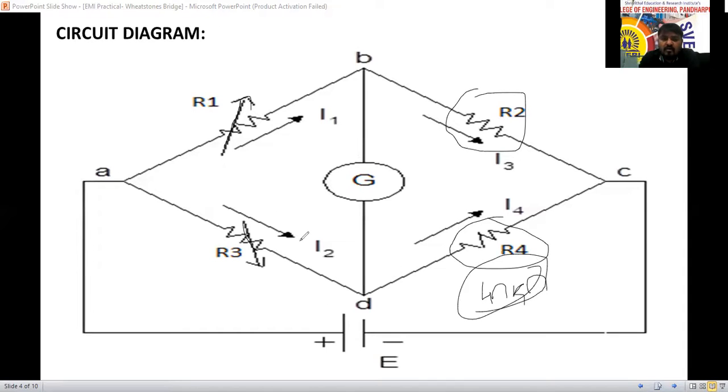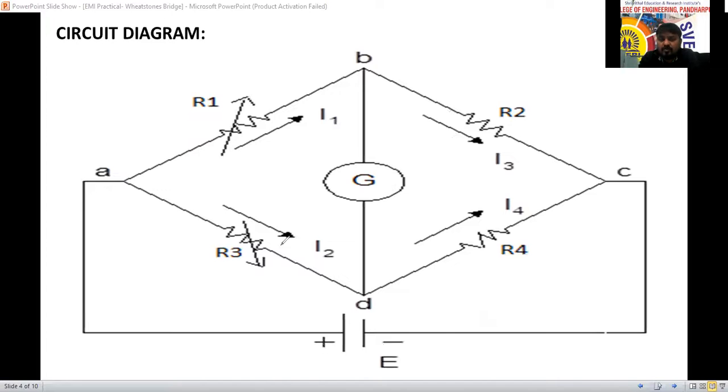Okay, so the battery supply is connected to A and C here now, and the galvanometer is connected between B and D. All the 4 resistances are connected in the bridge form with the galvanometer and DC power supply. So I told you 4 resistances are there. This one is a standard resistance, this is a variable resistance, this is also a variable resistance, and this one I have considered as the unknown resistance.